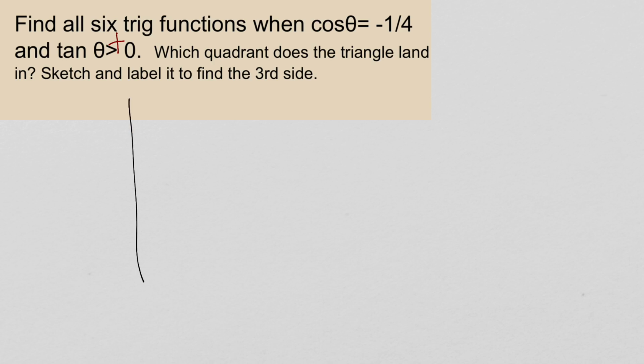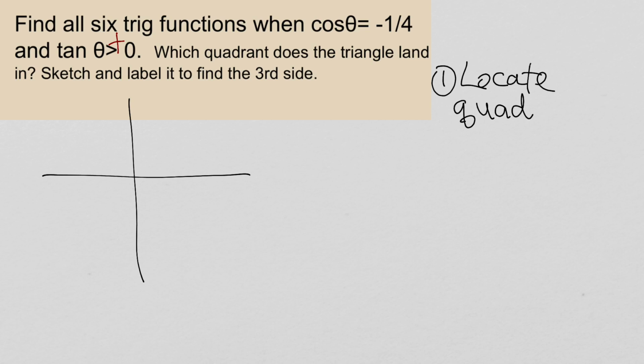So I'm going to make my 4 quadrants. We need to locate the angle first. So I'm just going to write over here, we want to locate the quadrant. So we're referencing that all students take calculus thing. So where is cosine negative 1/4? Where is cosine negative and tangent positive? It has to be quadrant 3 because that's where tangent's positive and everything else is negative.